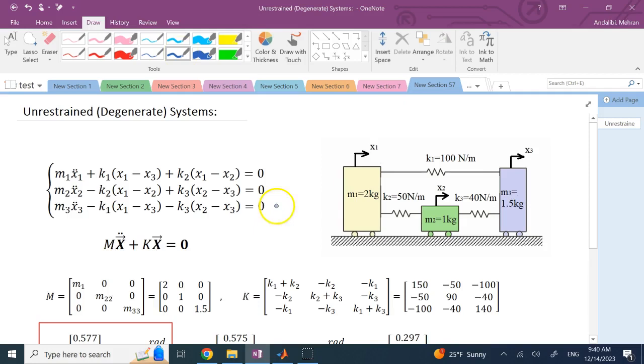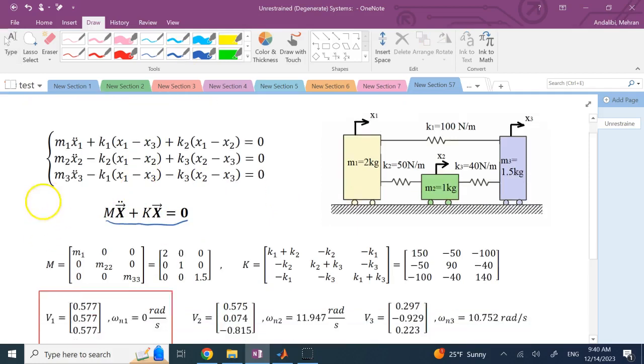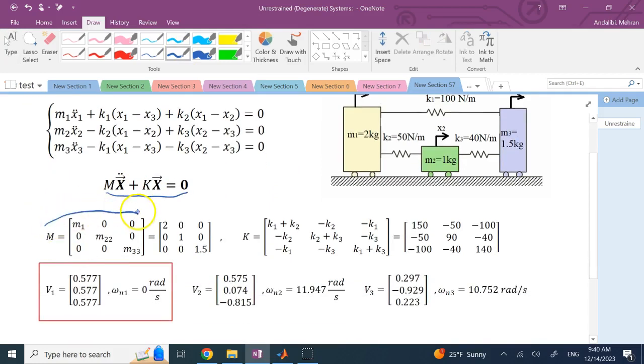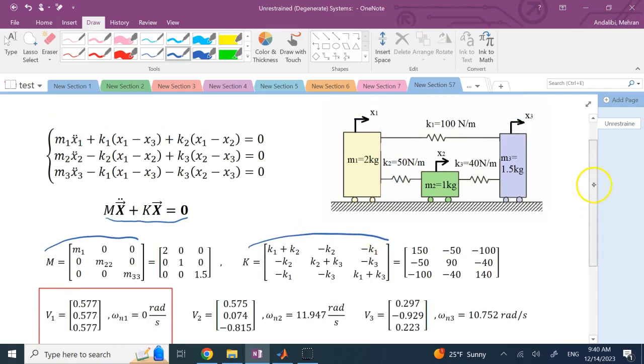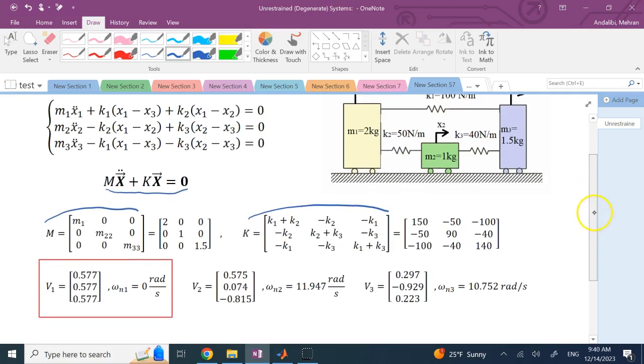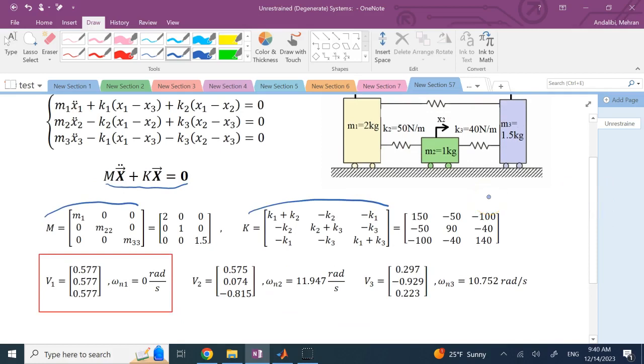And here you can of course write it as M x double dot plus K x equals 0, where the M matrix is this one and the K matrix is that. I'm going to plug in the numbers I have considered here into the matrices, so you get the two matrices M and K, as you can see. And then I formed the matrix M inverse K.